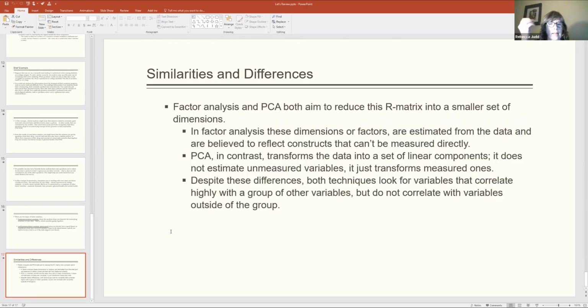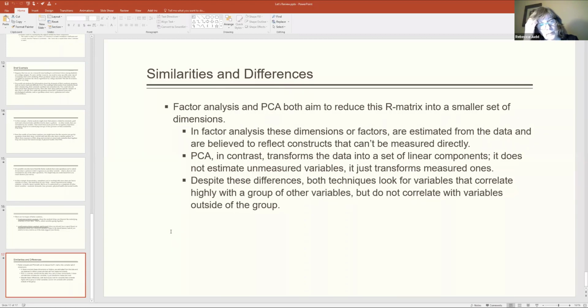So like I said, factor analysis, principal component analysis, they really just aim to reduce that correlation matrix into a smaller set of dimensions. We have less possibility to make mistakes if we have fewer things to measure. So we want things to be as parsimonious as possible. We want to get the most bang for our buck with the least amount of measurements possible. And that's the best way to think about factor analysis and principal component analysis.